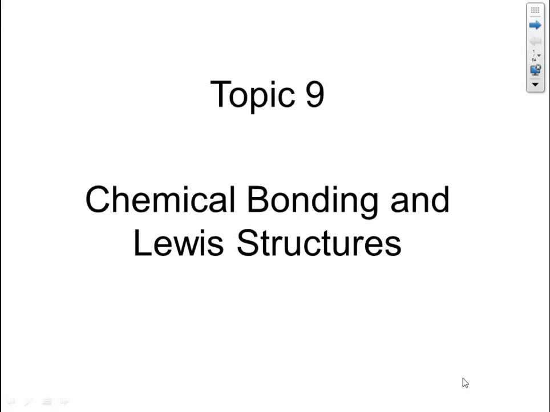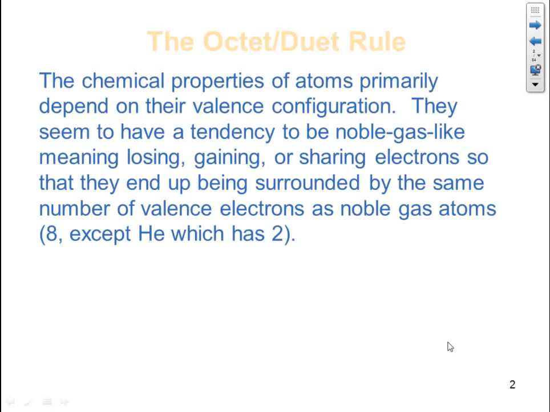We'll cover chemical bonding and Lewis structures. The chemical properties of atoms primarily depend on their valence configuration. They seem to have a tendency to be noble gas-like, meaning losing, gaining, or sharing electrons, so that they end up being surrounded by the same number of valence electrons as the noble gas atoms, meaning 8 electrons around them, except if we talk about helium, it only has 2.